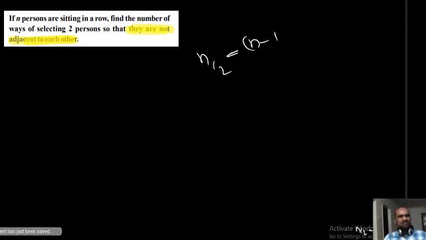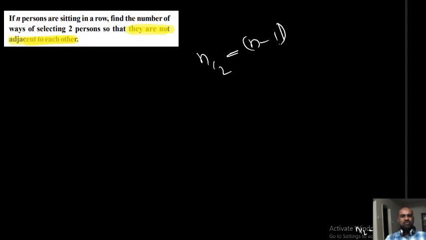So if they are adjacent, that means n minus 1 selections. Selecting 2 from n means nC2. What is my answer? nC2 minus (n minus 1). First of all, I can select 2 from n in nC2 ways. In these selections, some are adjacent to one another, and those should be subtracted. How many selections exist where they are adjacent? n minus 1 selections, already explained. So nC2 minus (n minus 1) is the answer of the problem.